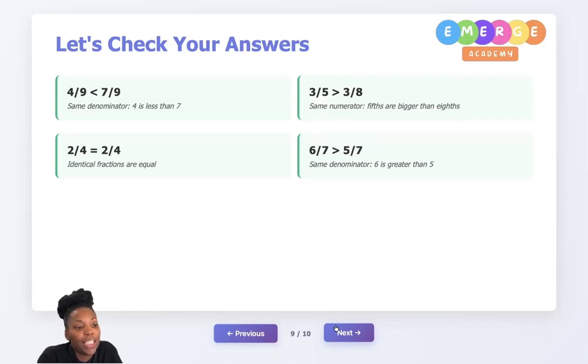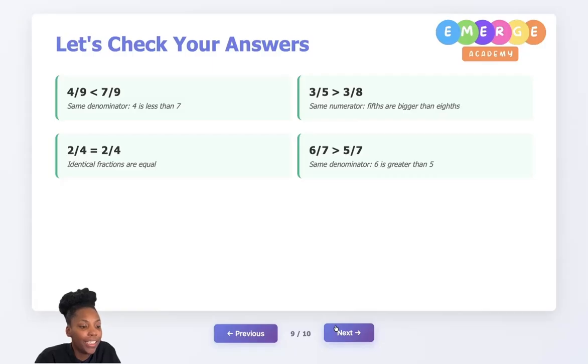3/5 is greater than 3/8. Here we have the same numerator, so we'll be looking at the denominator. And 5ths are bigger than 8ths, which is why we get the answer 3/5 is greater than 3/8. Next, we have 2/4 is equal to 2/4. So again, identical fractions, which means that they are equal. So because they're the same, we use the equal sign.